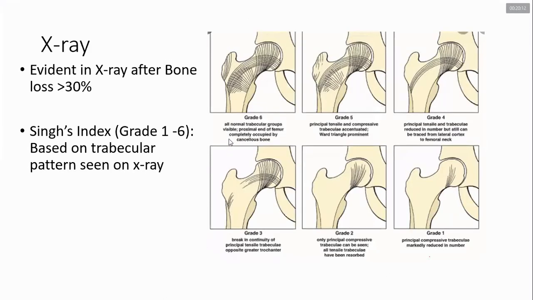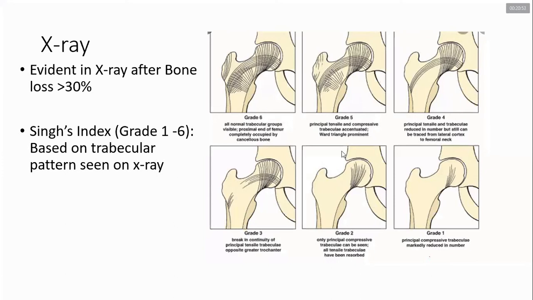So X-ray is not of much value in diagnosing osteoporosis, because unless you lose a significant amount of bone, more than 30%, it's not evident on X-ray. So it's not the investigation of choice. But for your knowledge, you have to know that as it advances, you can quantify the severity of osteoporosis through X-rays. There's this Singh's index. We have discussed it in hip fractures also. Based on the apparent trabecular pattern on the X-ray, you can quantify how severe the osteoporosis is.